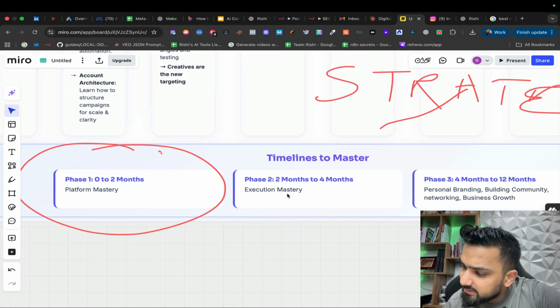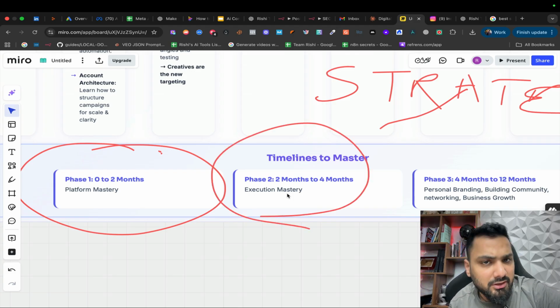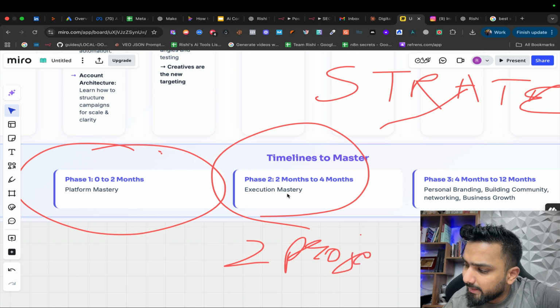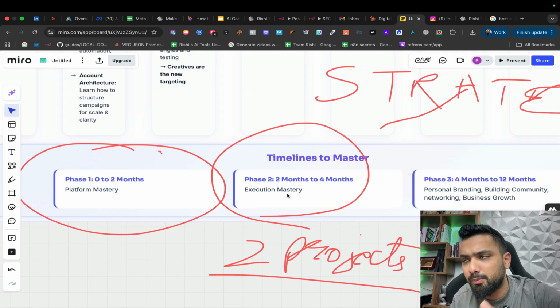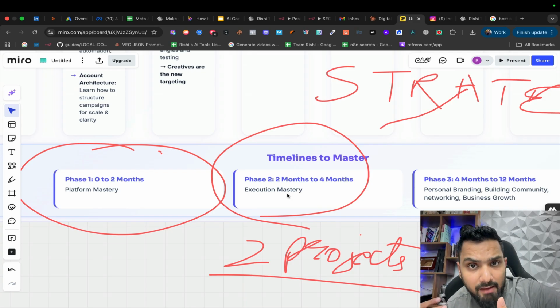From 2 to 4 months is going to be execution mastery, which is going to be you yourself going out. You would have already worked with us on 2 projects until here. So where you grow your Meta ads for a particular client, you do Google ads for a particular client and generate leads and do the sales. So from 2 to 4 months, after you've done 2 projects, you're advised to go out and get more freelancing projects, so that you could execute more, and then you could have a thorough mastery over it.